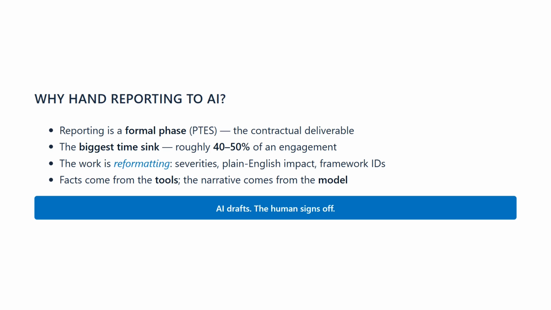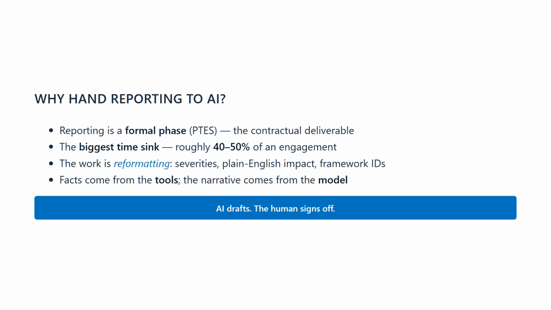Now, think about what that work actually is. You are taking messy tool output and rewriting it into consistent severity, plain English impact, and framework references. That transformation is exactly what a language model is good at. And the facts stay honest because they come from the tools, not the model. So here's the rule we live by the whole way through: AI drafts, the human signs off. Never ship an unreviewed security report.